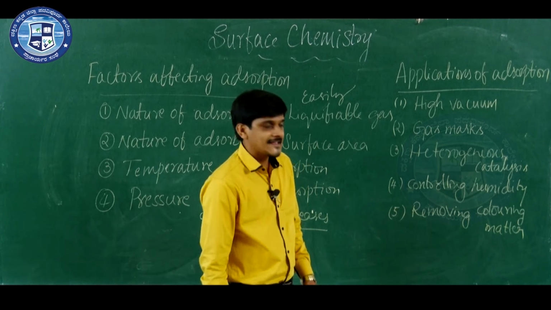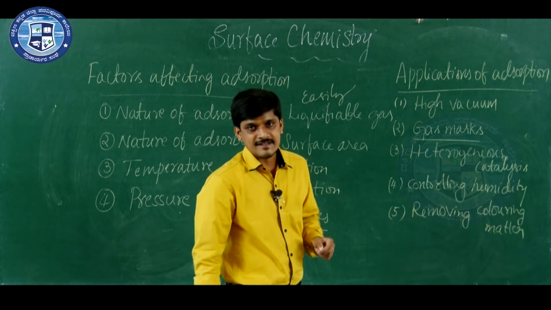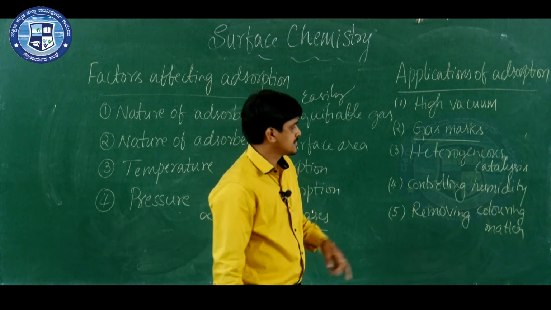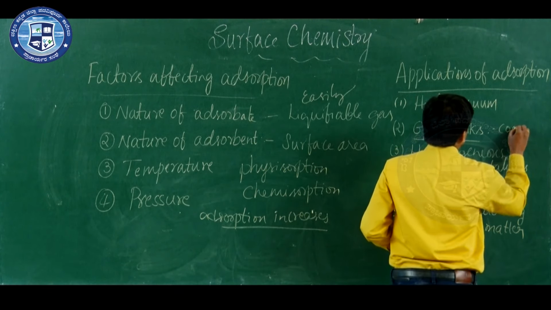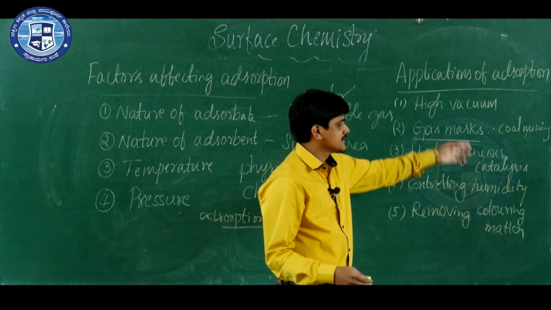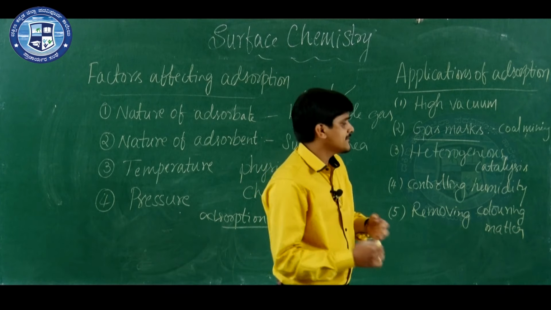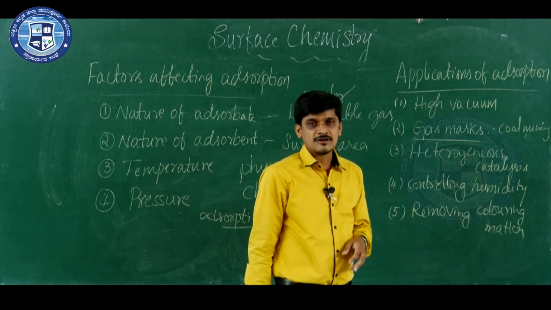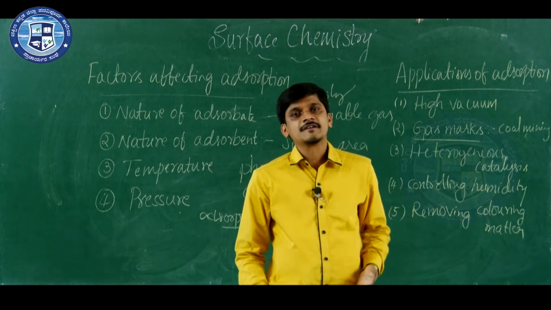Next, second one, in gas masks. Traffic police wear gas masks, so that they do not inhale poisonous gases. Like that in coal mining. When coal mining is done, there are so many poisonous gases emitting. So to prevent from those poisonous gases, they will use gas masks. In the gas mask, there will be a layer of animal charcoal. That charcoal adsorbs poisonous gases and only gives pure oxygen for inhaling. Therefore, due to that adsorption phenomenon, this gas mask works. So this gas mask adsorbs poisonous gases, whereas only pure oxygen gets inside. So that is another application.